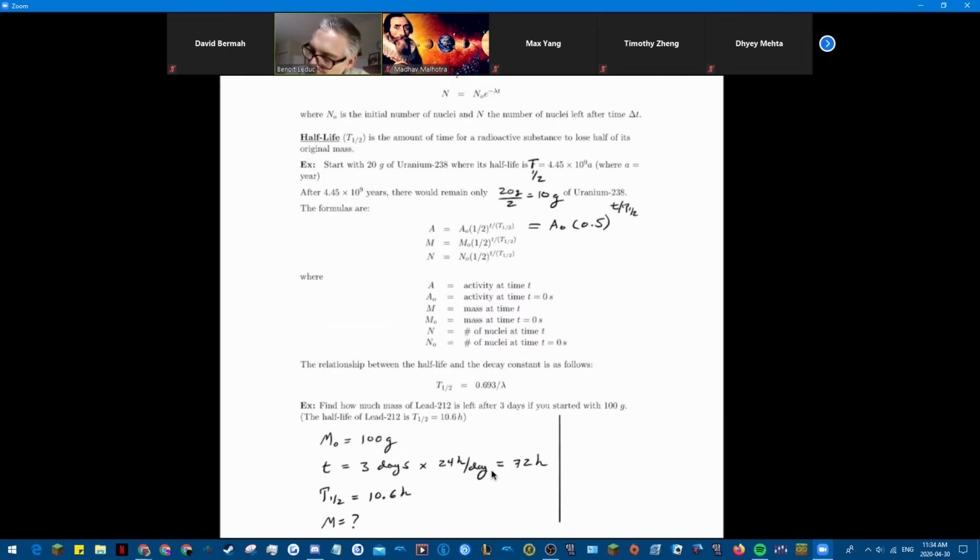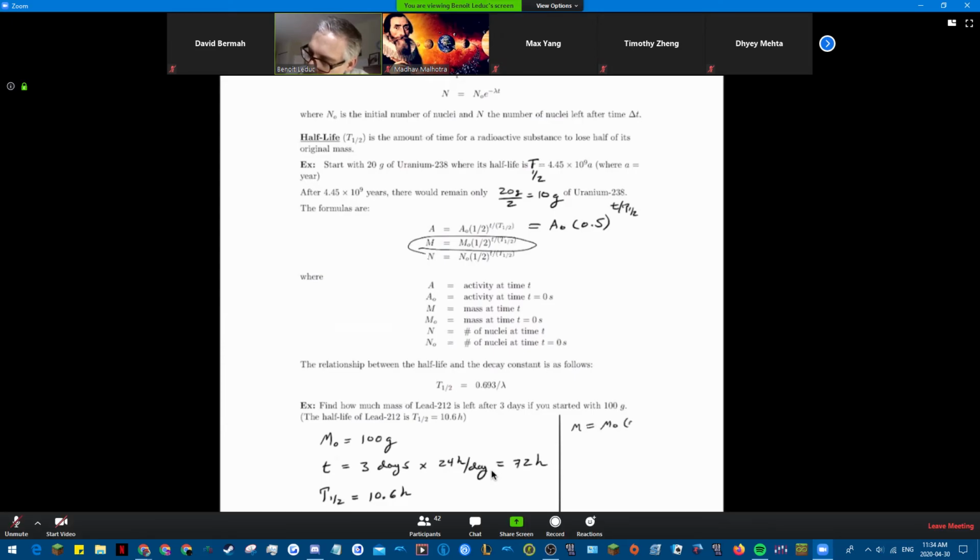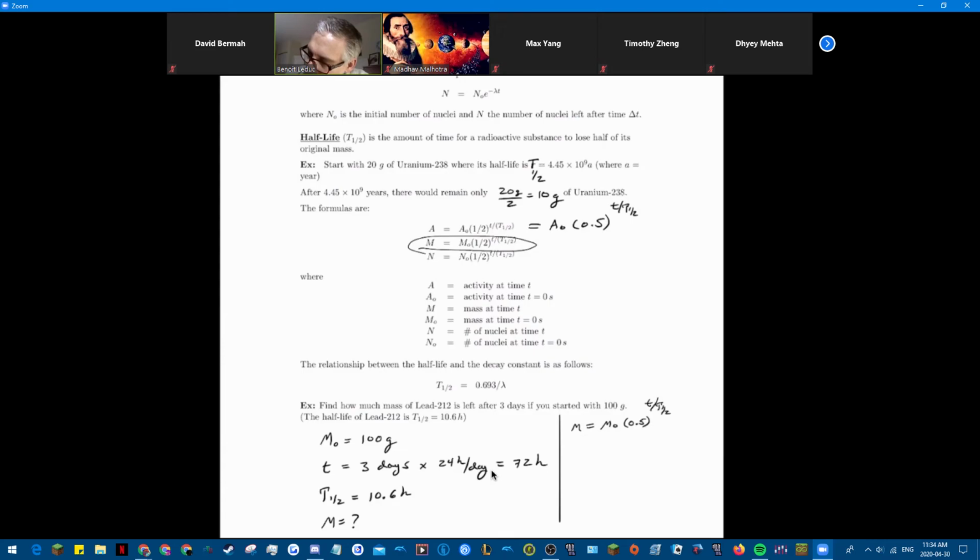Okay, so once you have this, which formula are we going to use? You're going to use, of course, this formula right here. M equals M0 times 0.5 to the power of t over half-life. Let me do a better job here. So t over this. And then you put the values.